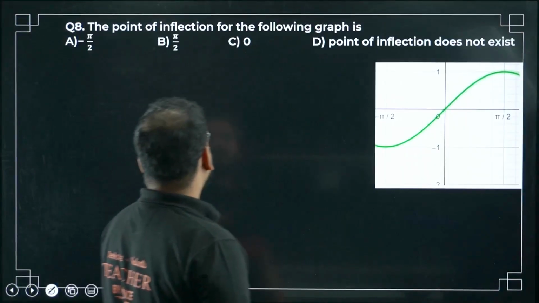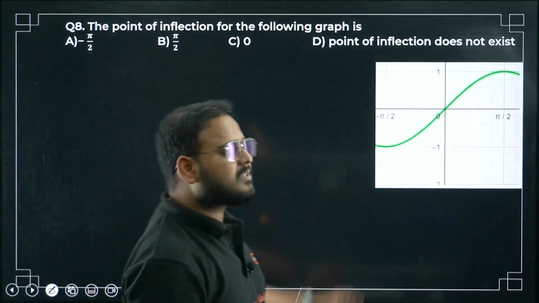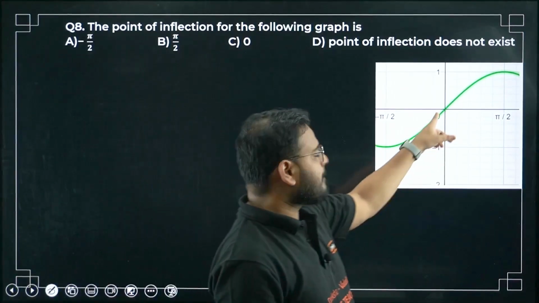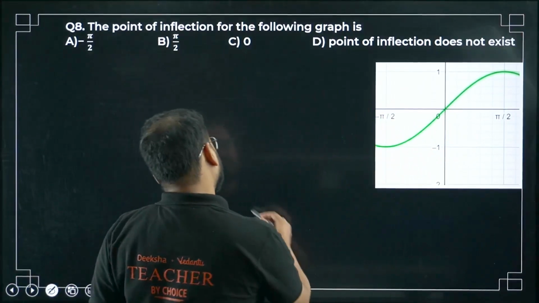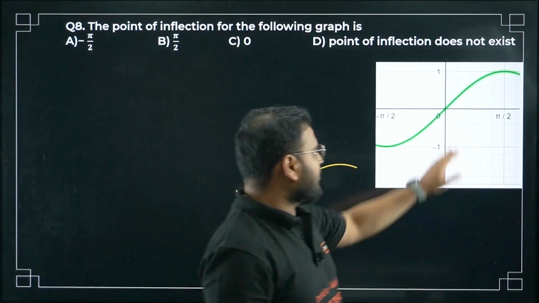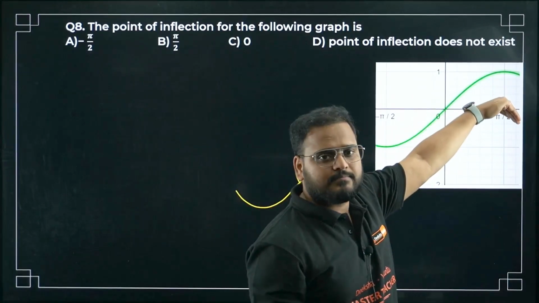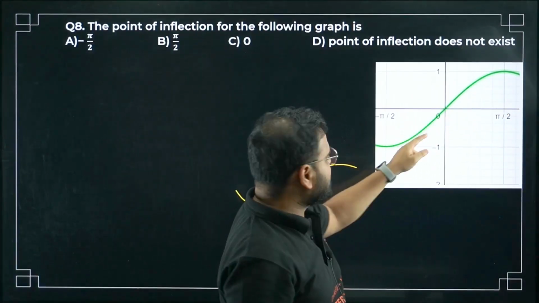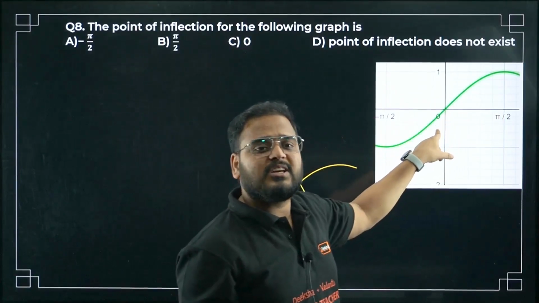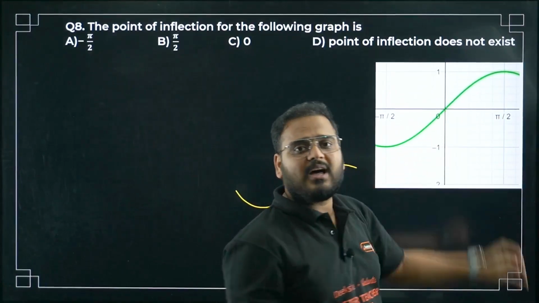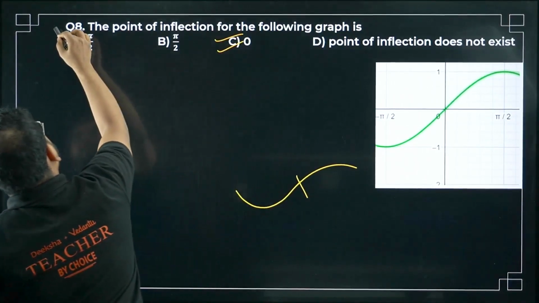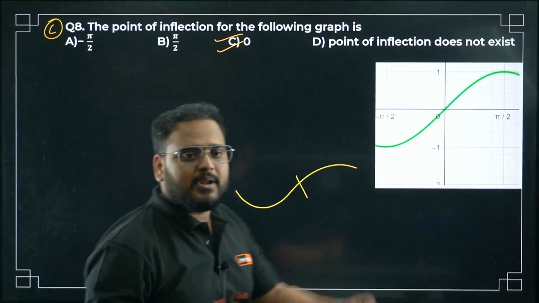Clear? Moving on to question number 8, sir. Similar to this, this is a different graph actually. The point of inflection of the following graph is 0. What is the point of inflection? Where the concavity changes. So over here, this part is concave downward, and this part is concave upward. Think about it: concave up, concave down. Where does it change, sir? At 0. That's called a point of inflection. So your option is C. Simple, very simple.